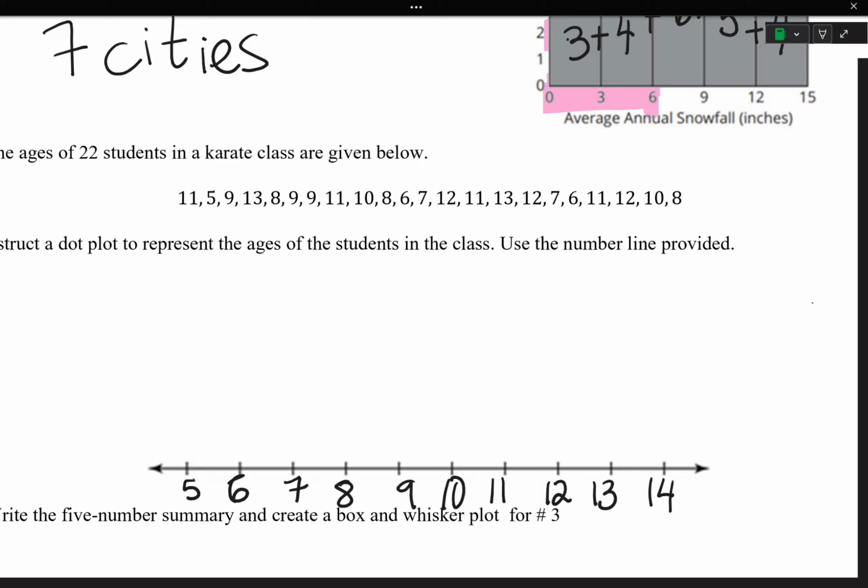Now what we do to construct a dot plot is we're going to go through the list of 22 numbers, and each time we see a number, we're going to put a little X or dot above that number on the number line. If you see that number more than once, we're going to stack the dots or X's. Make sure to cross the numbers off as you go, because that's the best way to not accidentally repeat yourself. Here we go. 11. So you absolutely do this at your own pace.